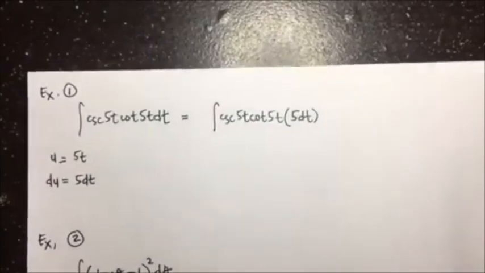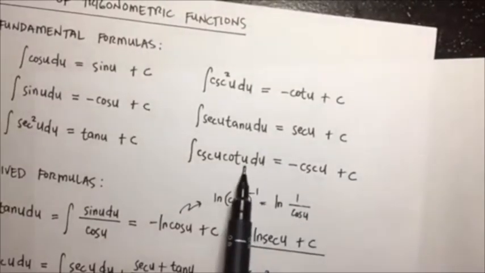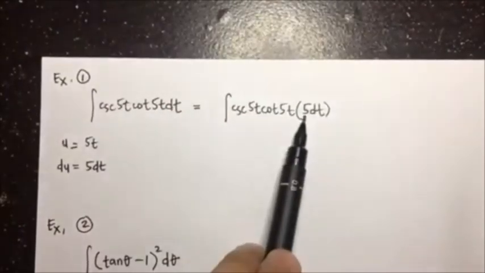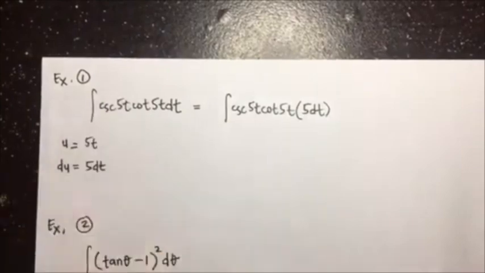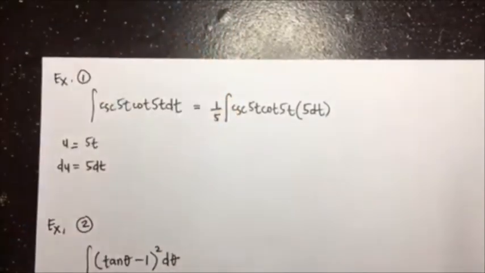So this will become the integral of cosecant of 5t cotangent of 5t, and multiply it by 5 dt. Okay, so again from the formula, the du must be the complete differential of u. So we have a missing 5 there, therefore we need to write its reciprocal outside the integral sign.